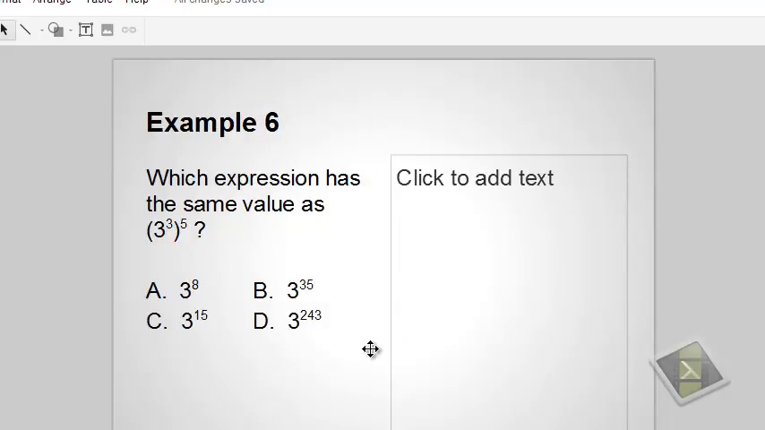Nice little multiple choice question this time. Which expression has the same value as 3 to the 3rd taken to the 5th power? You have your 4 options: A, 3 to the 8th; B, 3 to the 35th; C, 3 to the 15th; or D, 3 to the 243rd. Remember the rule we had just literally 15 seconds ago. Answer the question: A, B, C, or D.